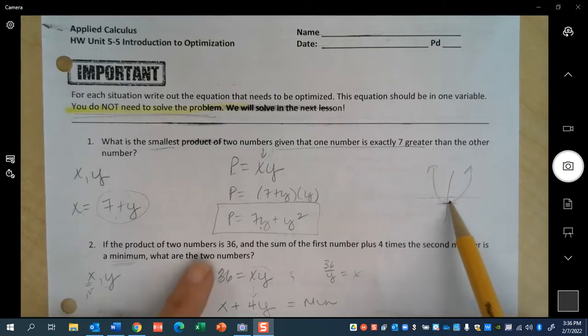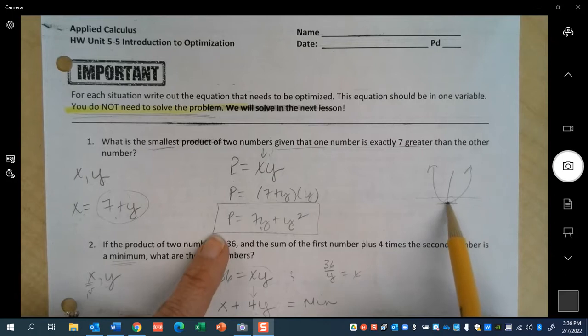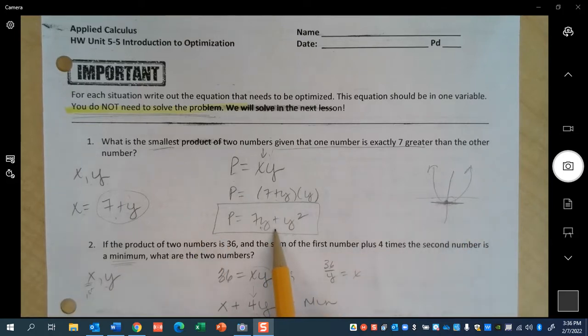When we're talking about minimizing, we're going to find what point the derivative is equal to 0, the slope of the tangent line. So our next step is going to be to take the derivative and set it equal to 0, but we're not there yet. We're just writing the equation.